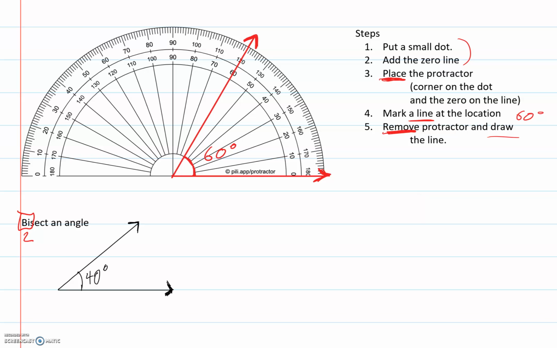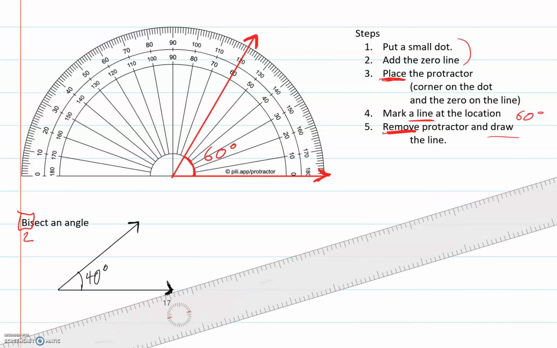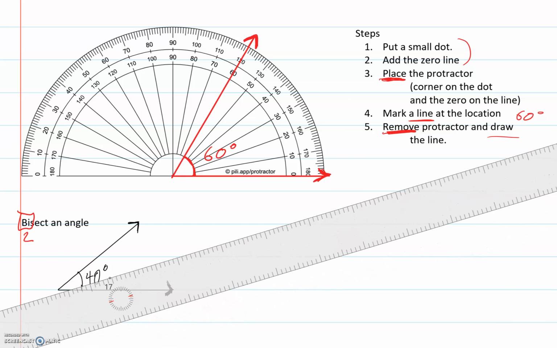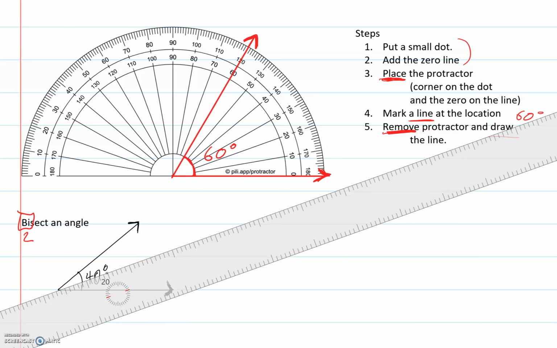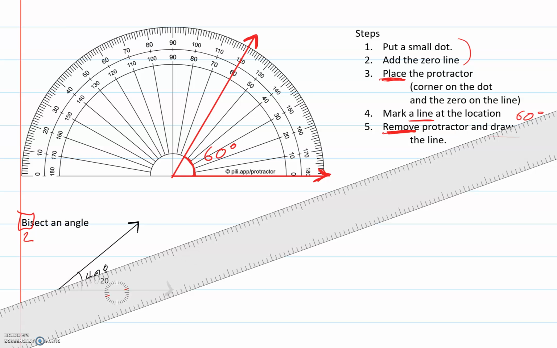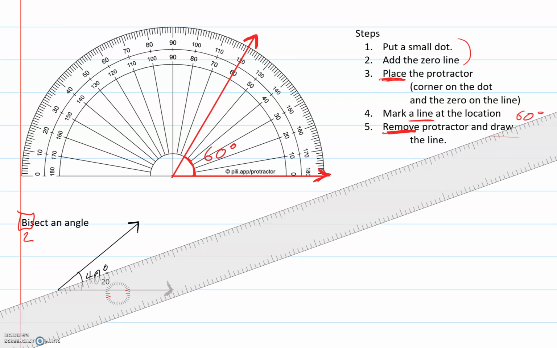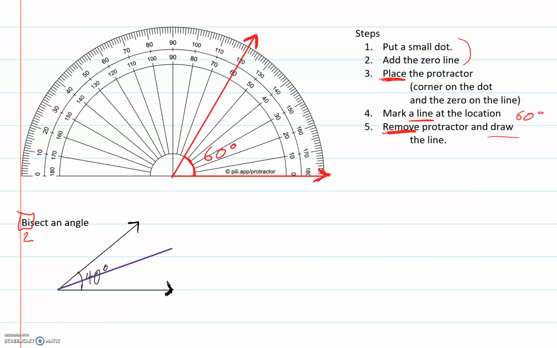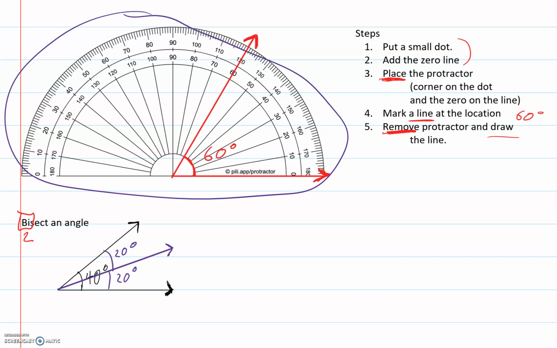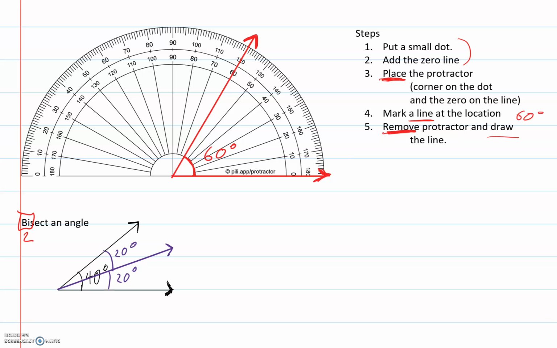Well, currently we have 40 degrees here. So how would we cut it into 2 equal parts? Well, each part would have to be 20 degrees. So let's do that in purple. Okay, so now we have a 20-degree angle down here and a 20-degree angle up here. So using a protractor, using this method up here is the best because it's usually what we have with us.